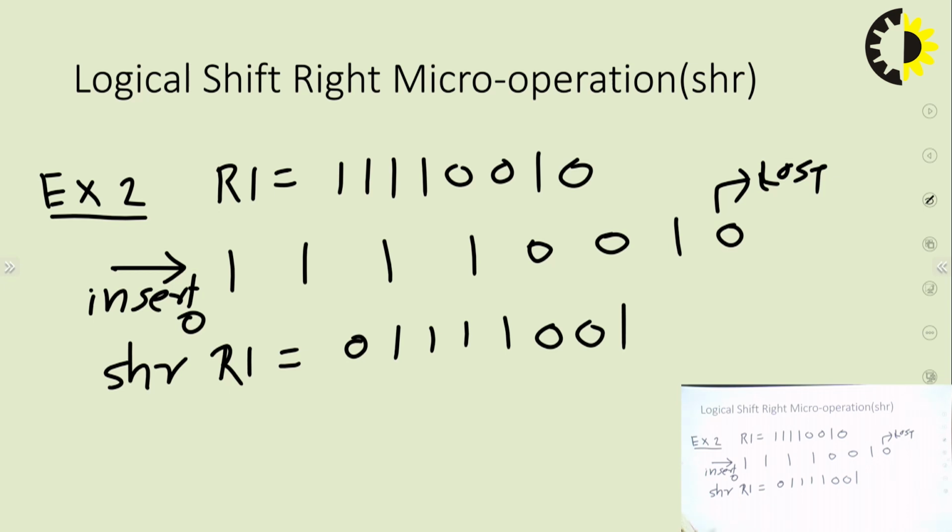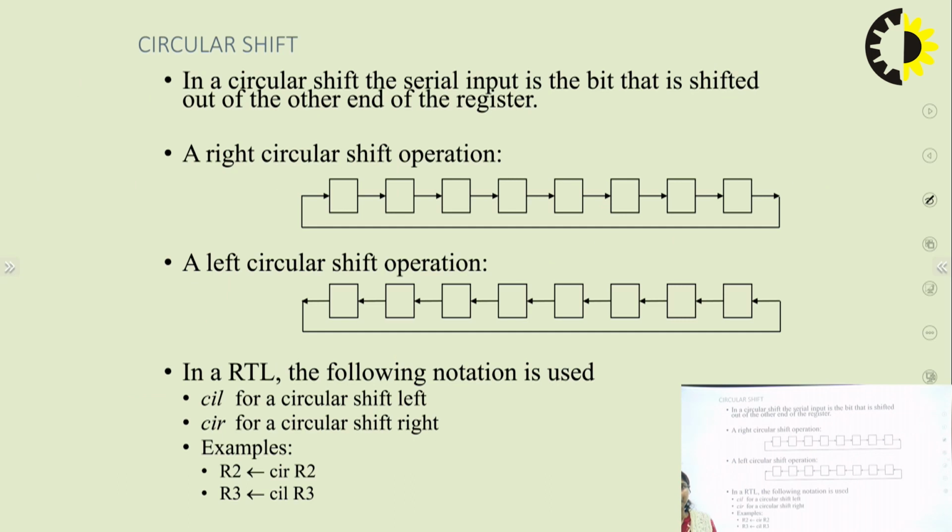The next example is an 8-bit logical shift right micro operation, whatever R1 is. Again the same procedure is followed: on this side you insert 0 and the LSB side will be lost. LSB is the least significant bit of the binary stream and MSB is the most significant bit. On the most significant bit side you insert 0, and this last bit will be lost. Your result will be SHR R1. This is the logical shift right micro operation.